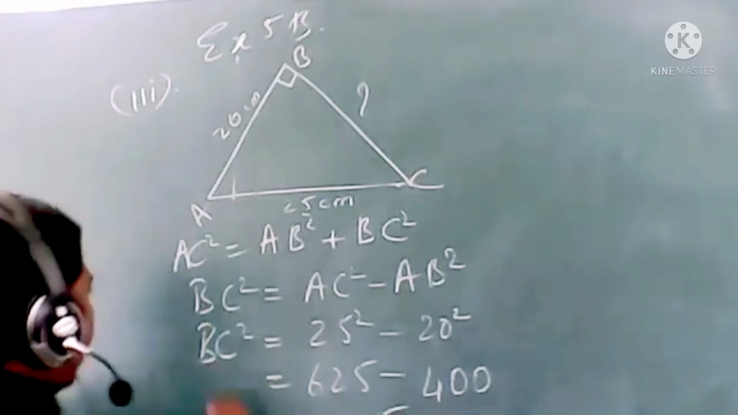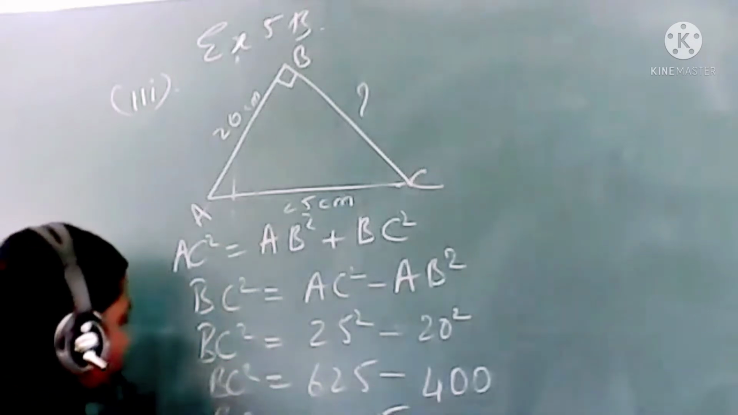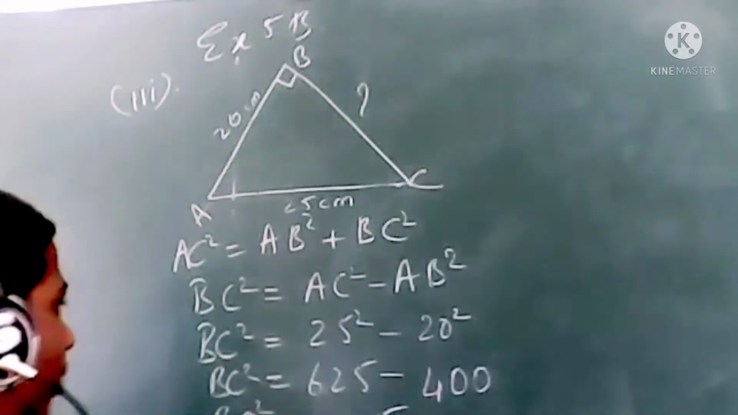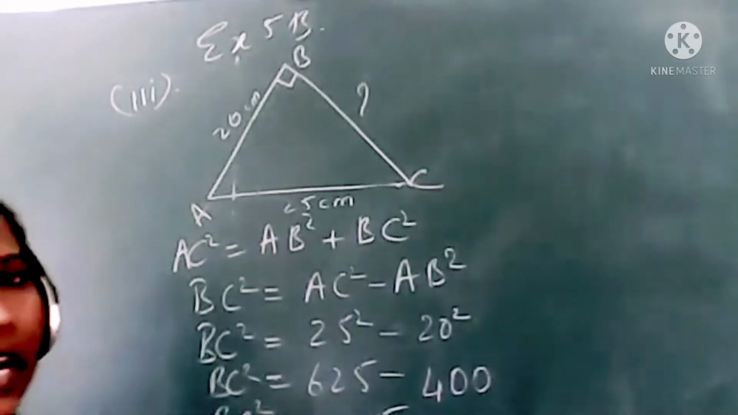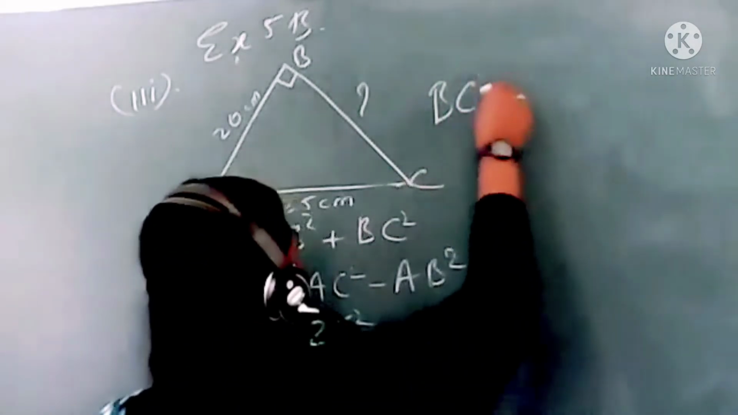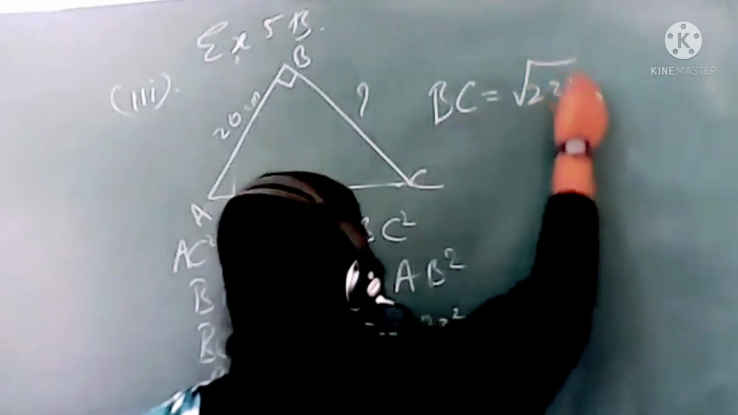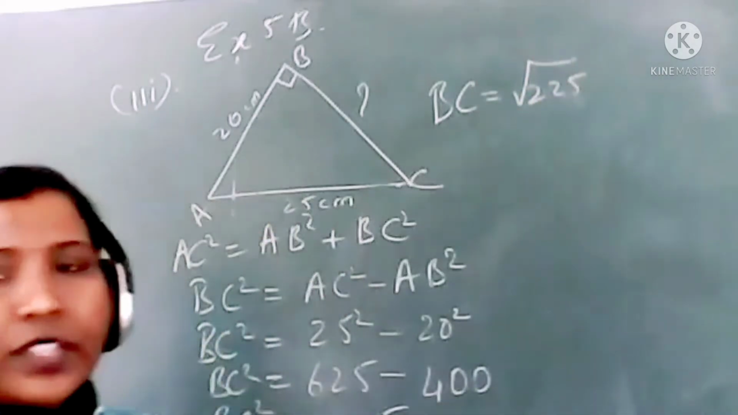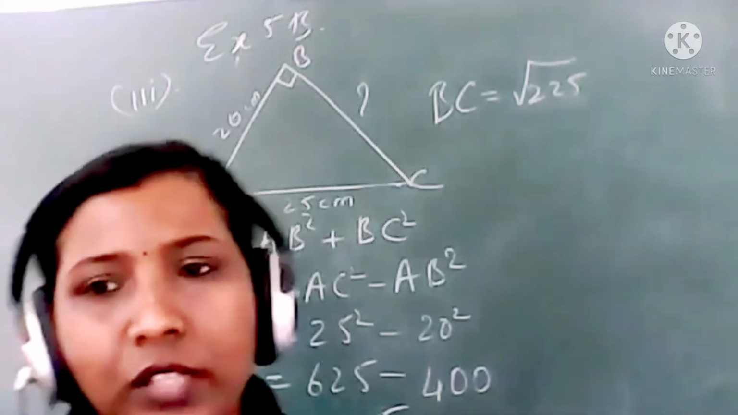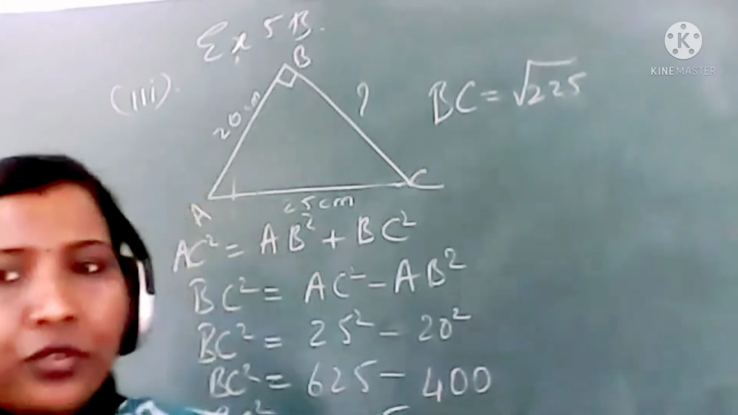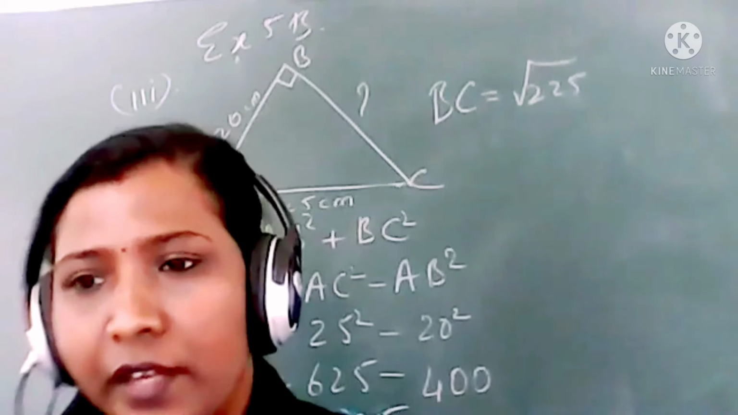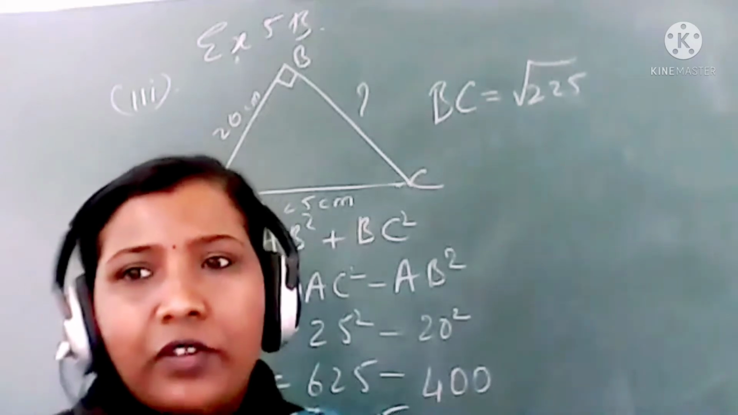So this is BC square, and here BC is equal to the root of 225. Now we can put the root also. If you want to do it the other way, we can write BC square and also put 225 in a root. First I should know whether all the students know how to solve roots. Those who don't know how to find out the root can raise a hand. Okay, fine, I will make you understand.